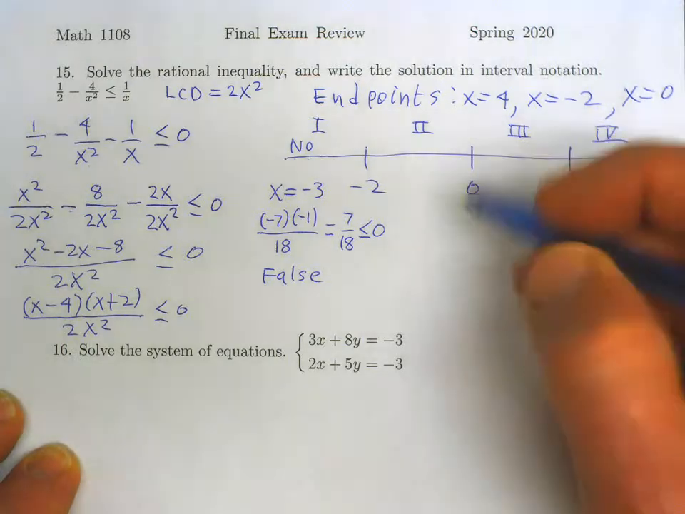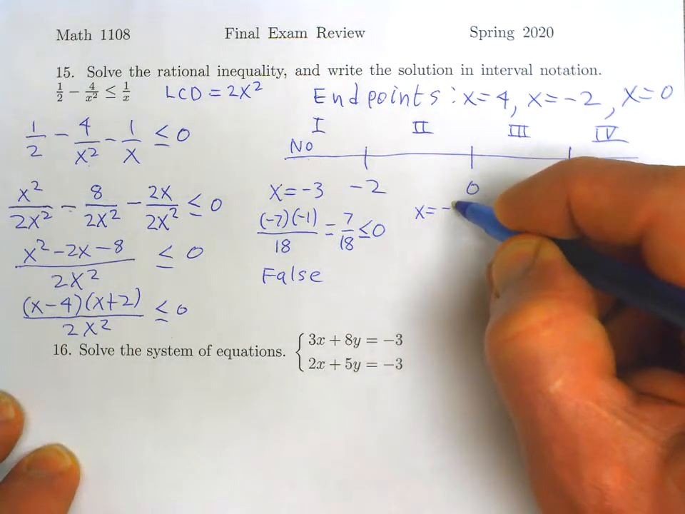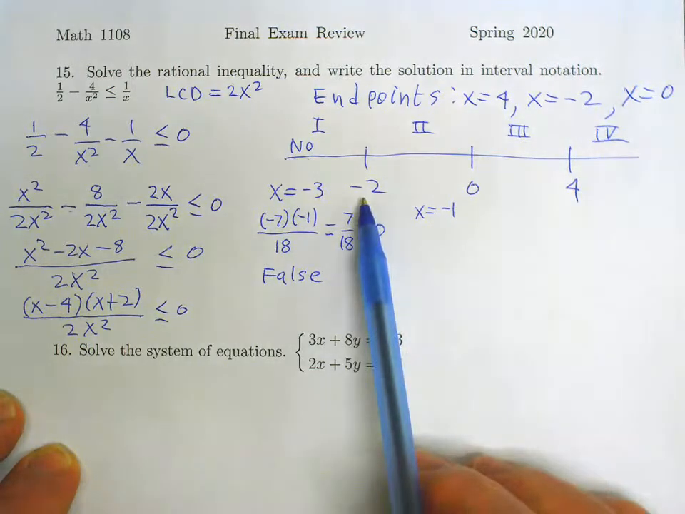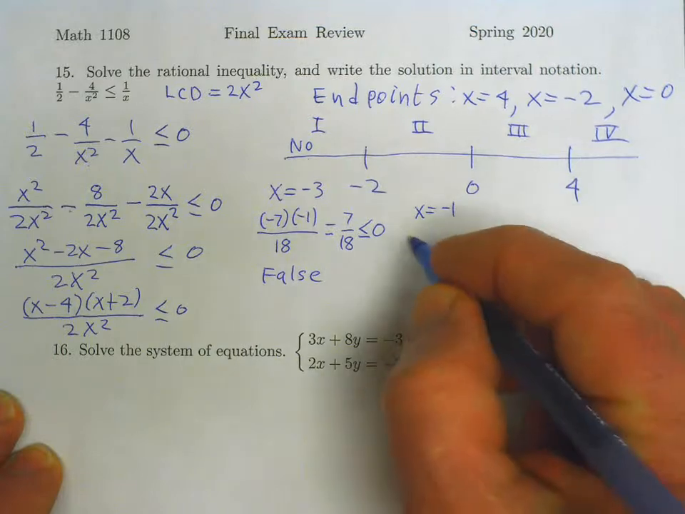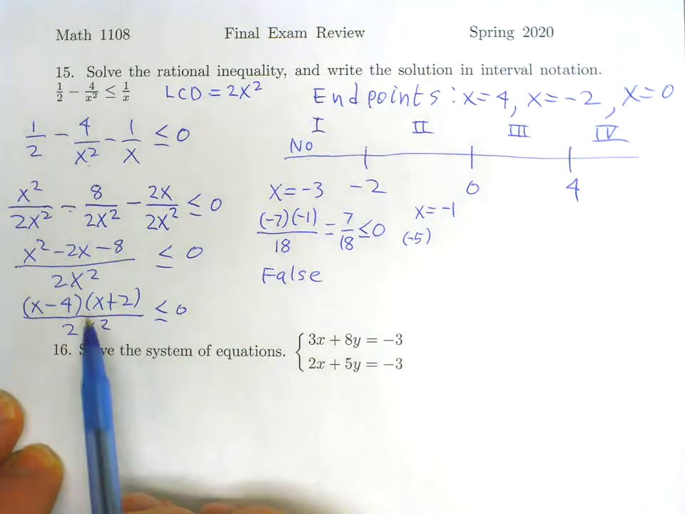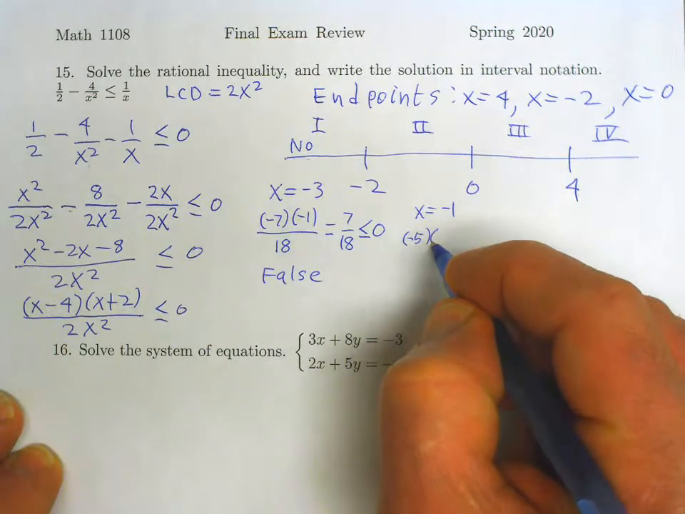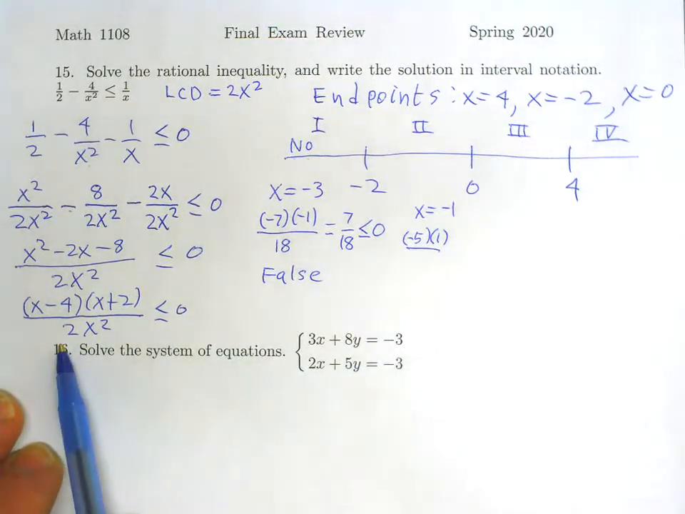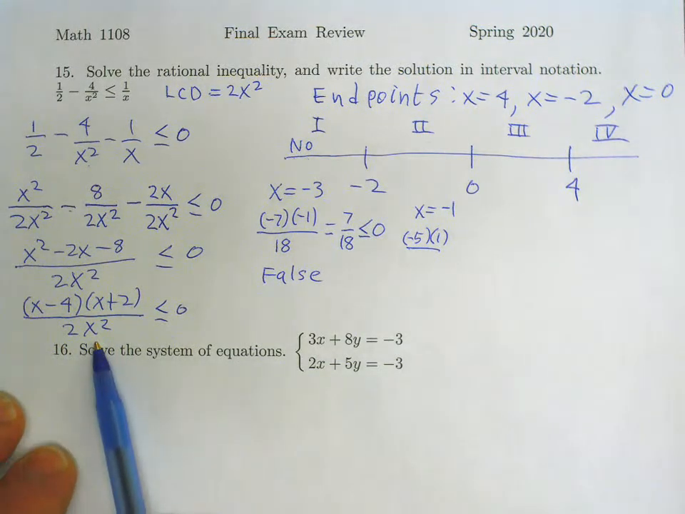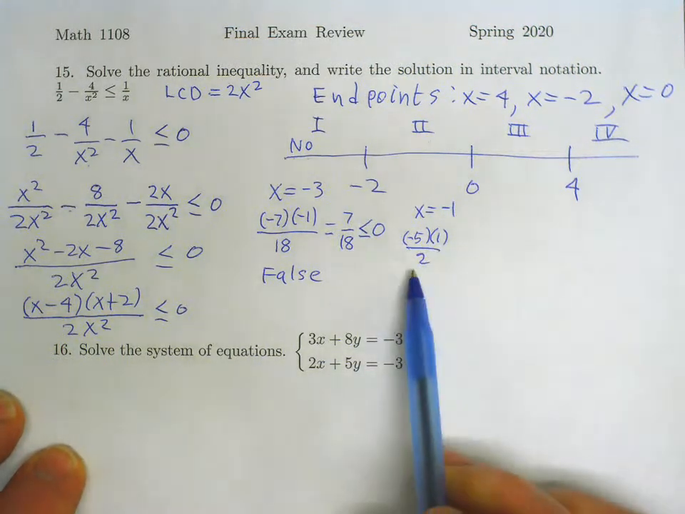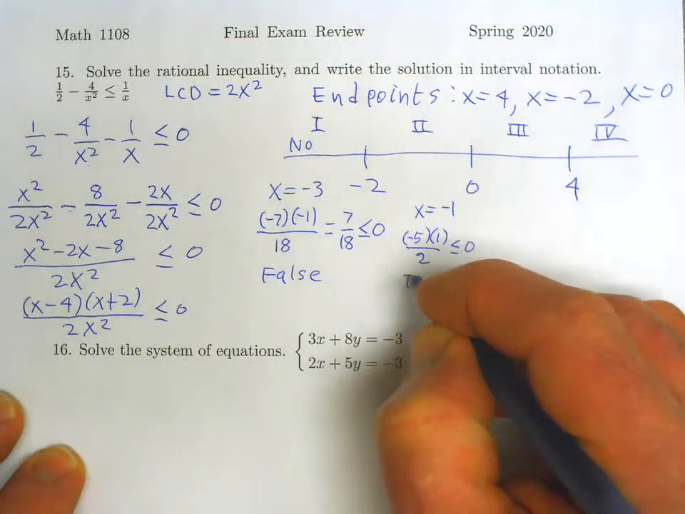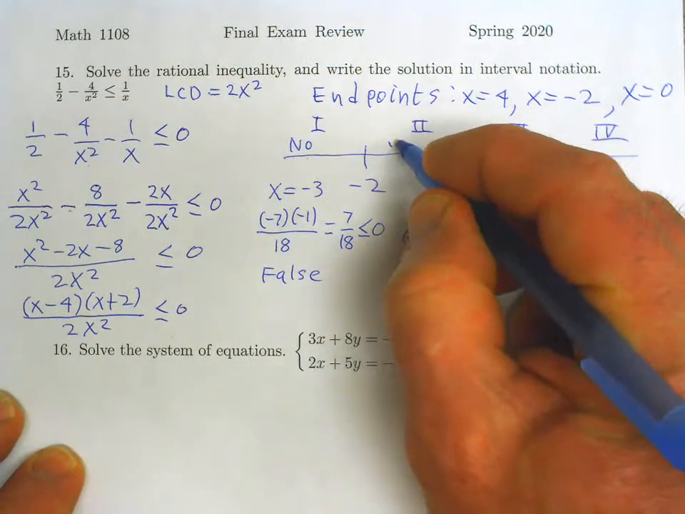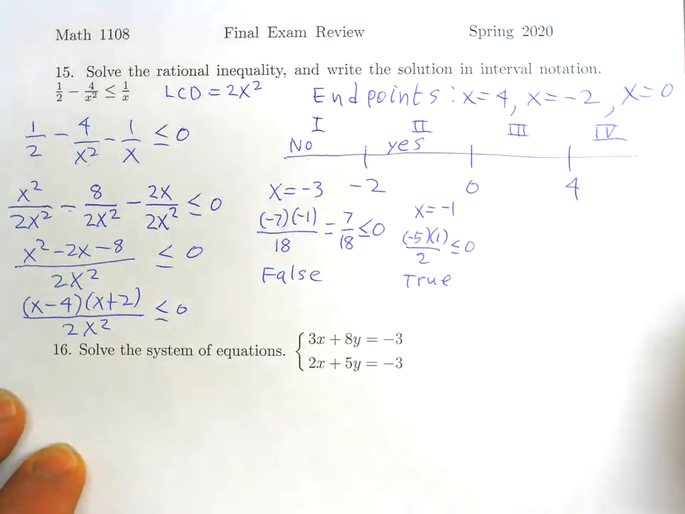In the second interval, we can pick x to be -1. Any number between -2 and 0. In the factored form, replace every x with -1. -1 minus 4 is -5. -1 plus 2 is +1. And in the denominator, 2 times the number -1 squared is +2. Okay, this number is negative, -5/2, less than or equal to 0. This is true. So yes, the numbers between -2 and 0 are solutions.